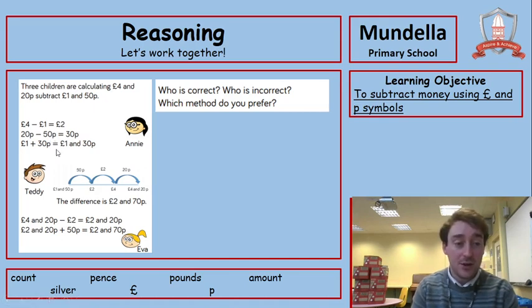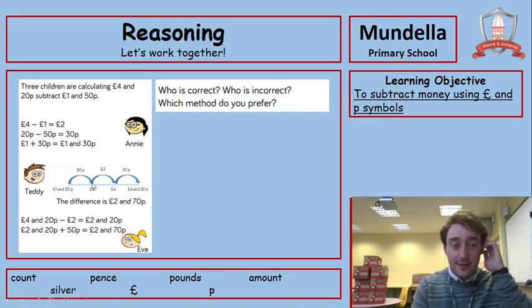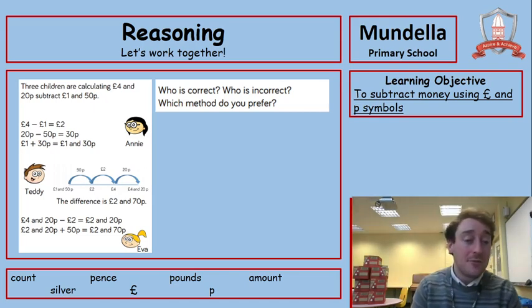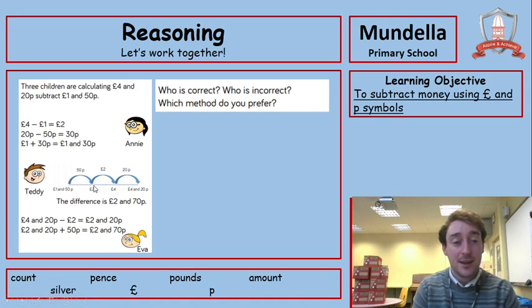So let's have a look at Teddy's method then. Teddy starts on 150, and oh, hang on, he's counting, oh no he's not, he's counting up, my mistake. He's counting up from 150 to 420 and seeing how much it takes him to get there. So he knows that only 50p more is needed to get up to £2. Remember, he's still got to get up to £4.20 though.